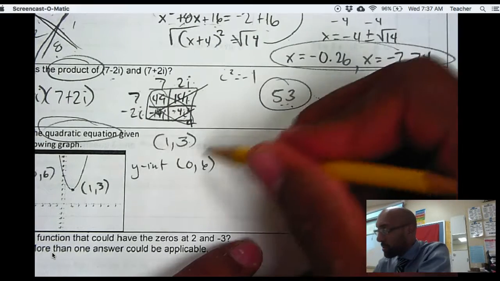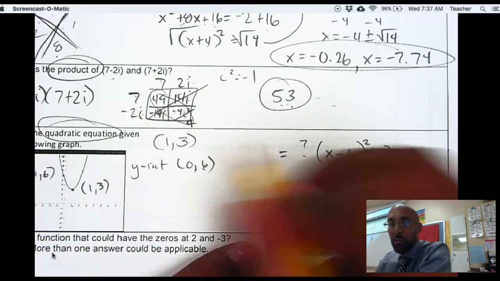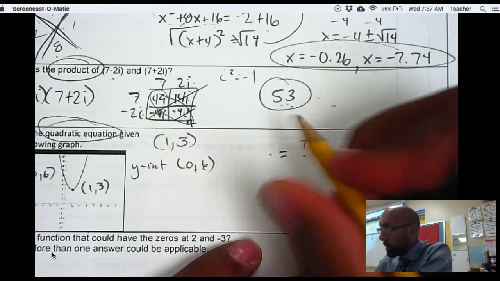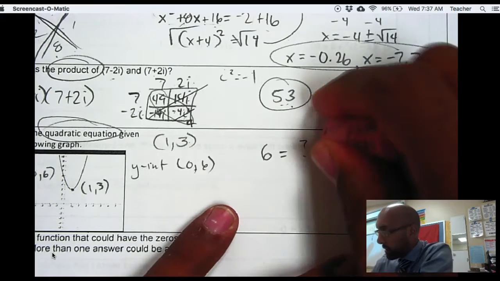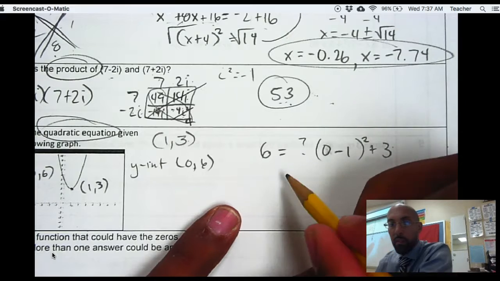Okay, well I do know the y-intercept. So in other words, if I plug in 0, I should get 6. So I could rewrite this equation as 6 here for y, and then if I plug in 0, I should get 6.